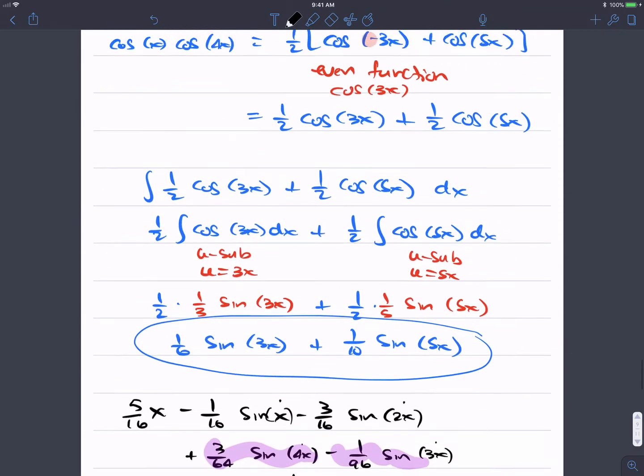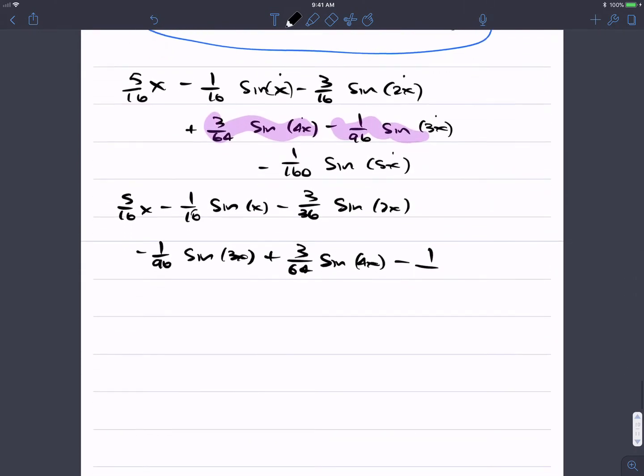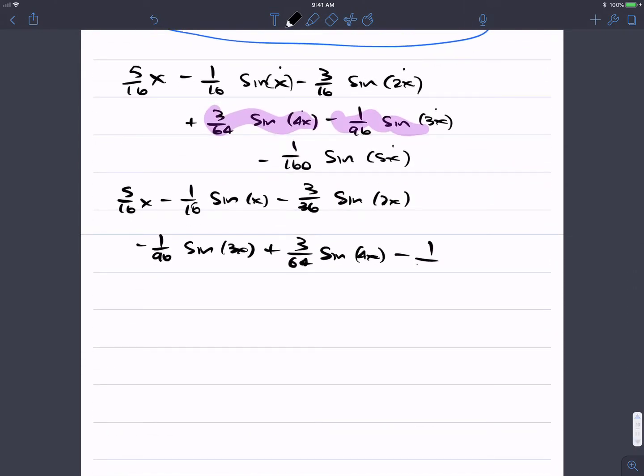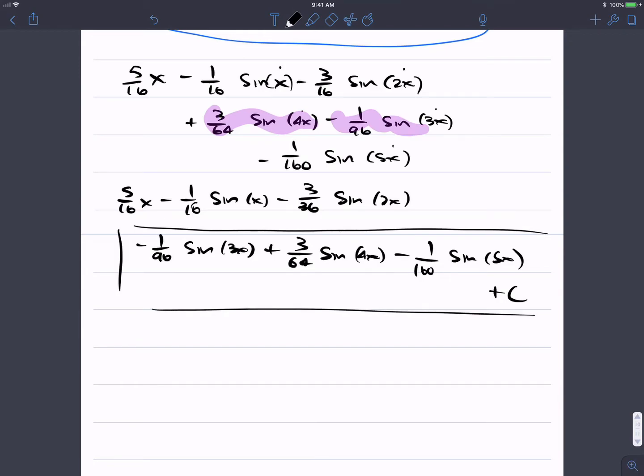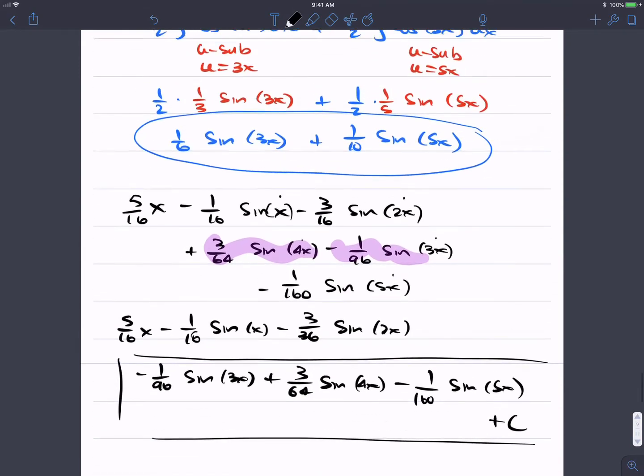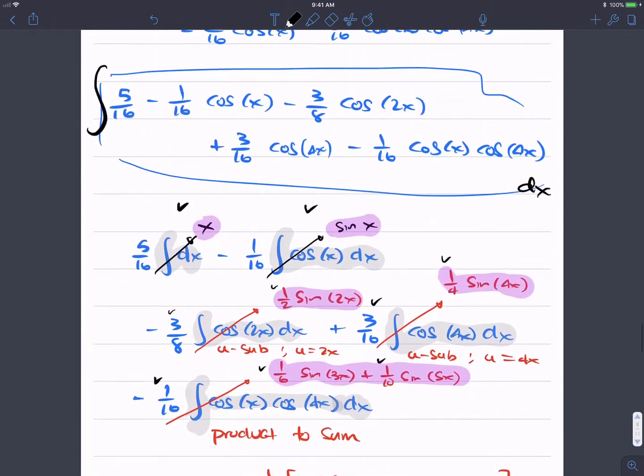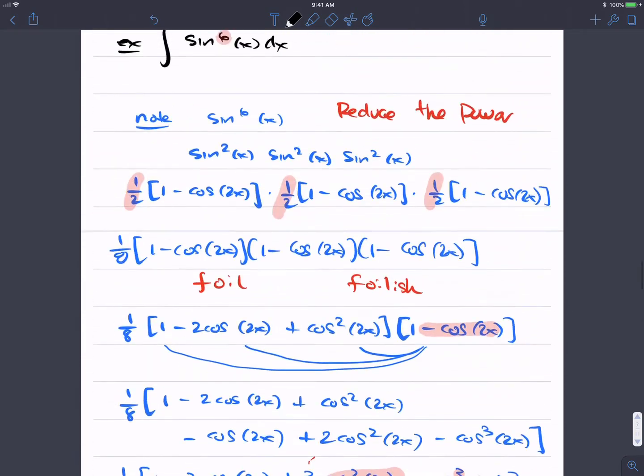Now this last one here, I've got to double check. I guess it is 1/10, so it looks like it's minus 1 over 160 sine 5x. Don't forget to add your constant. So this is the kind of work you'd have to do in reducing your powers for power 6.